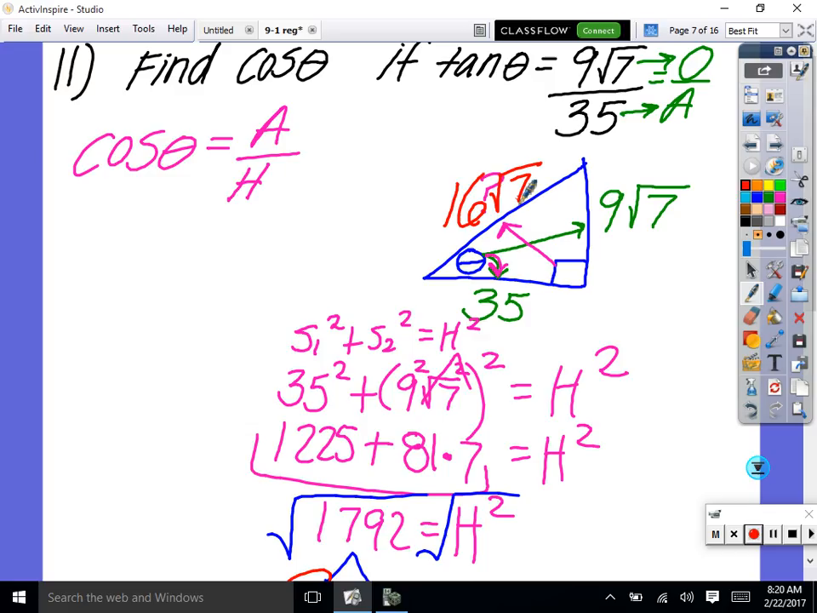So now we can go ahead and answer the question. What is the cosine of theta? So cosine is adjacent over hypotenuse, which is 35 over 16 root 7. Does everybody get why I did 35 over 16 root 7? Yeah? Now you say, does my answer simplify or is it acceptable?